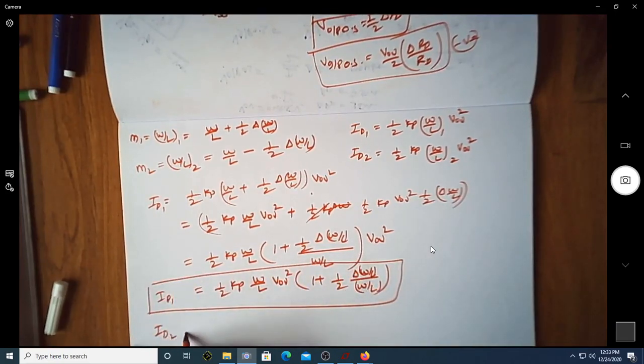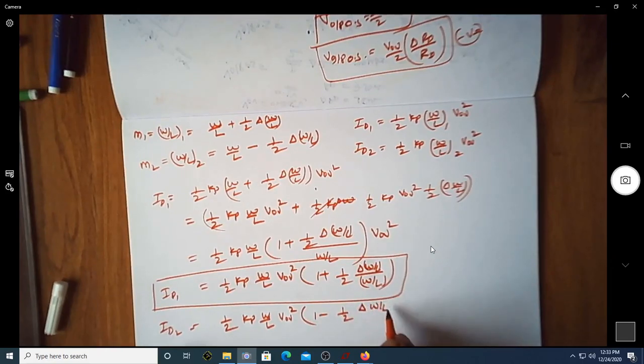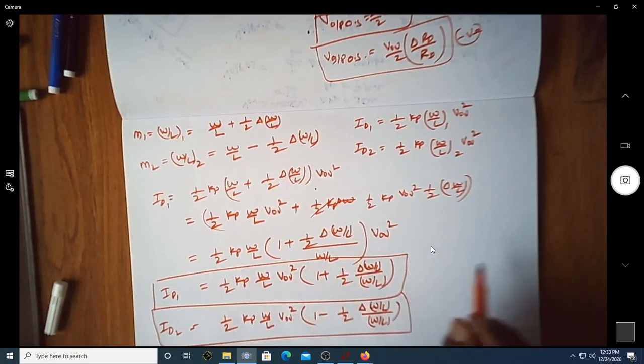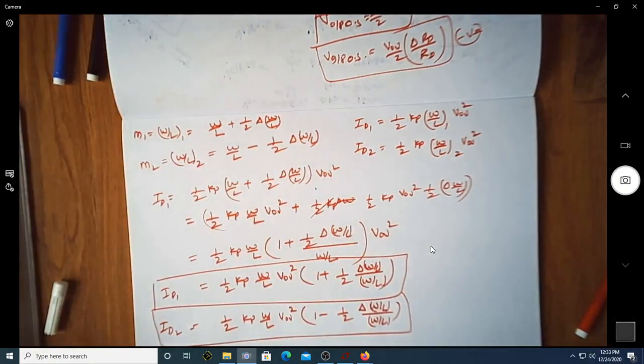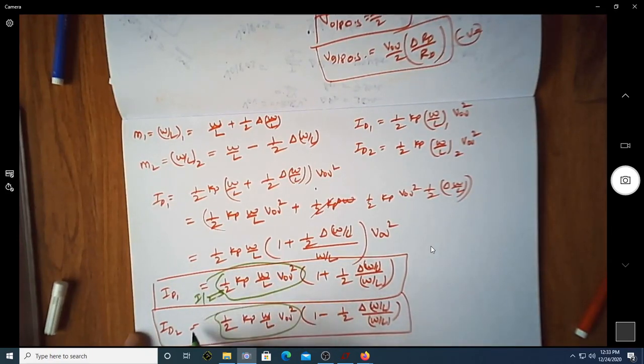Similarly, ID2 happens to be half Kp W by L VOV square into 1 minus half of delta W by L divided by W by L. So this will be the expression for ID2. But we know that whatever magnitude we have here, that is half Kp W by L VOV square, this is actually half of the tail current. This is again half of the tail current.